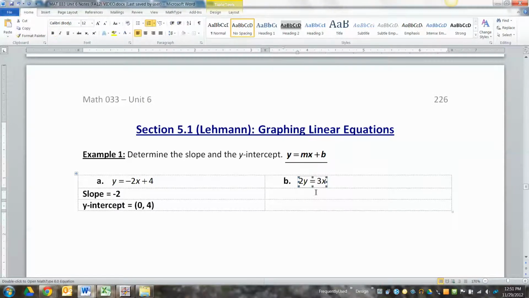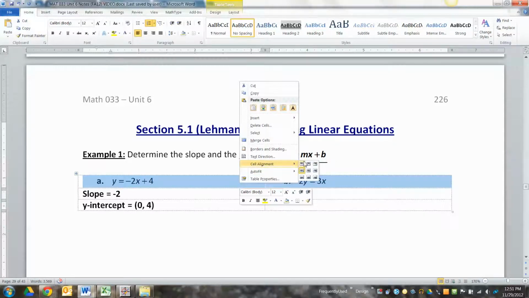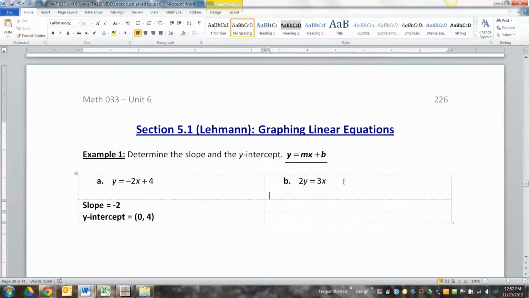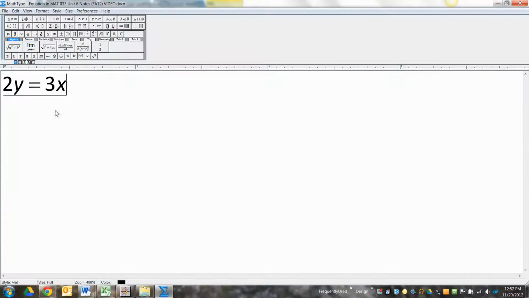Now, what about b? Well, b's got a little bit of an issue because for letter b, we don't have the equation in y equals mx plus b form, which is not good for us. All right, so we're going to have to take this and we're going to have to solve it for y. We want to get y by itself. That way it could be y equals mx. We're close to y equals mx, but we've got this 2 thing in there. So what we're going to do is we're going to divide by 2.